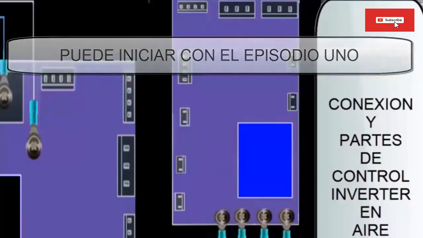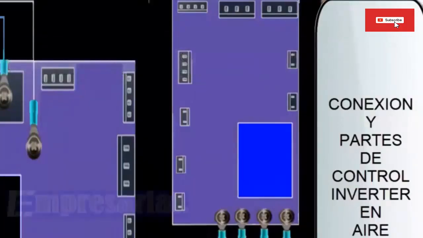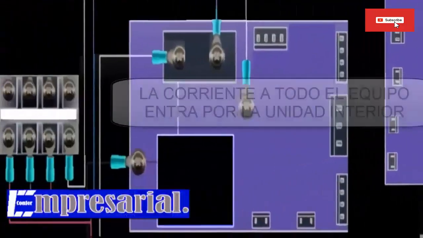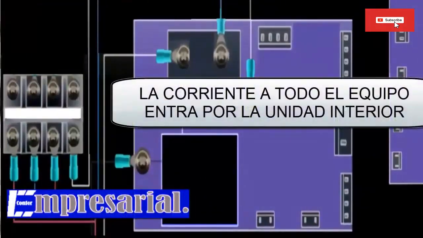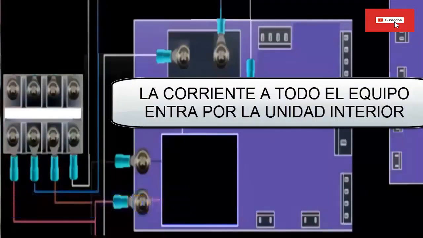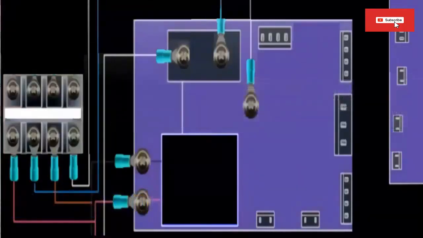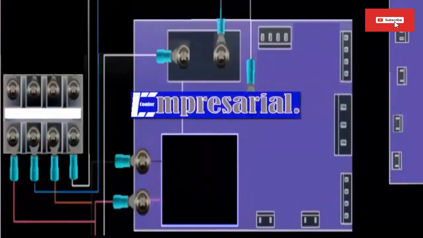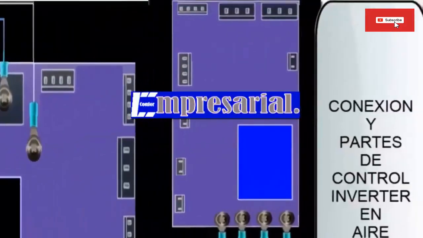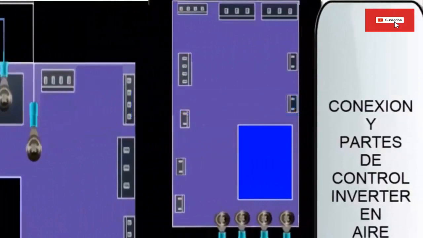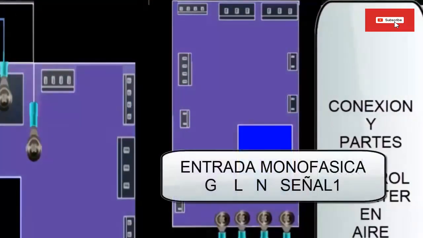Let's remember that in the previous video, we had said that the system we have on the screen is powered by electricity through the evaporator unit. By the way, in the next episode we will see the case when the equipment is supplied with electrical energy by the condensing unit. We must mention that the external card initially receives single-phase line voltage from the indoor unit.